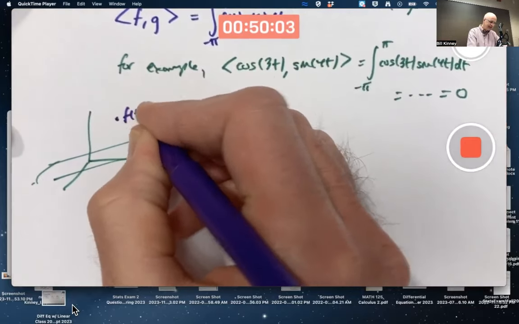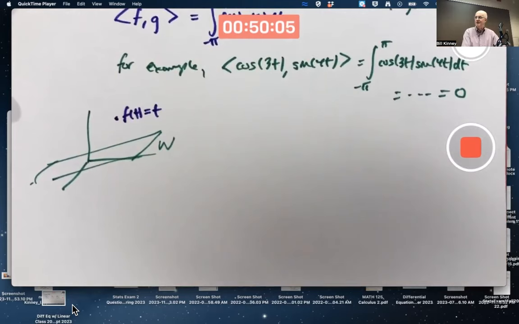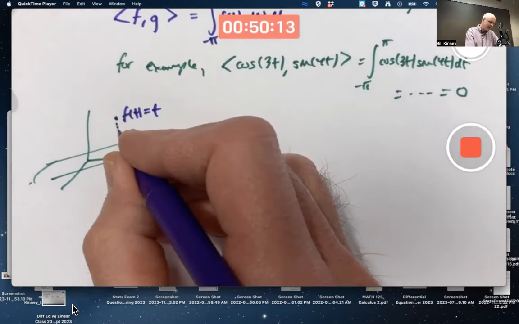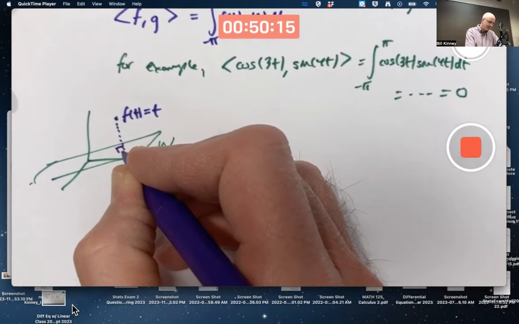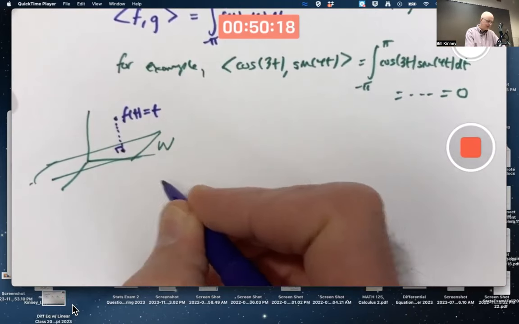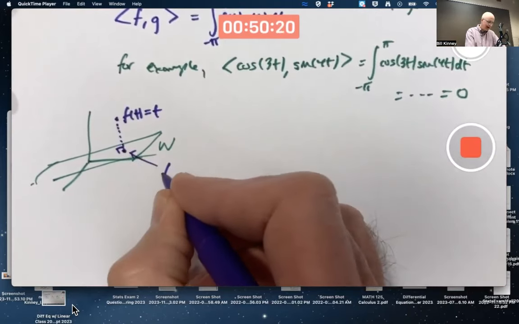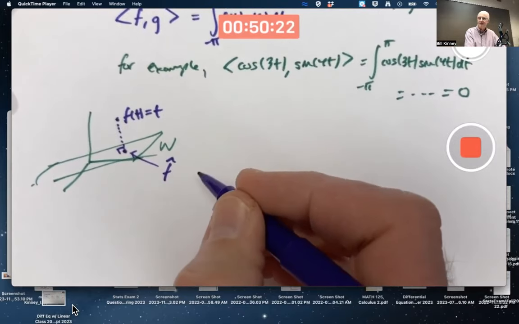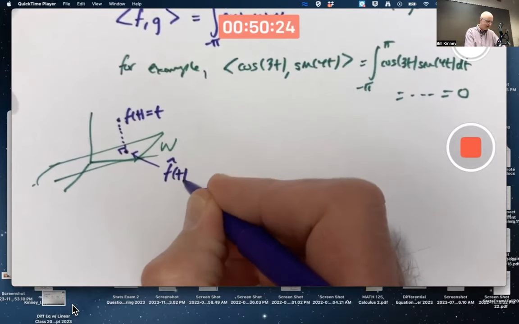F of t equals t is a point in that infinite dimensional space. In trying to find the Fourier polynomial for f, what I'm really doing is finding the orthogonal projection of f onto w. Call it, hey, how about f hat of t?